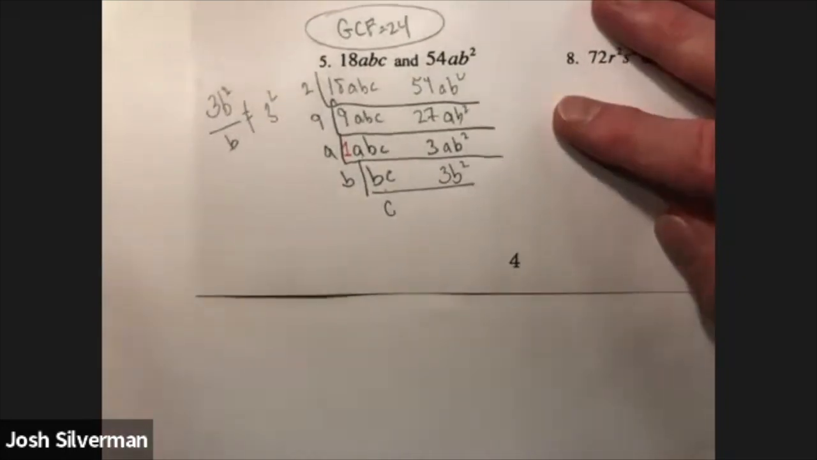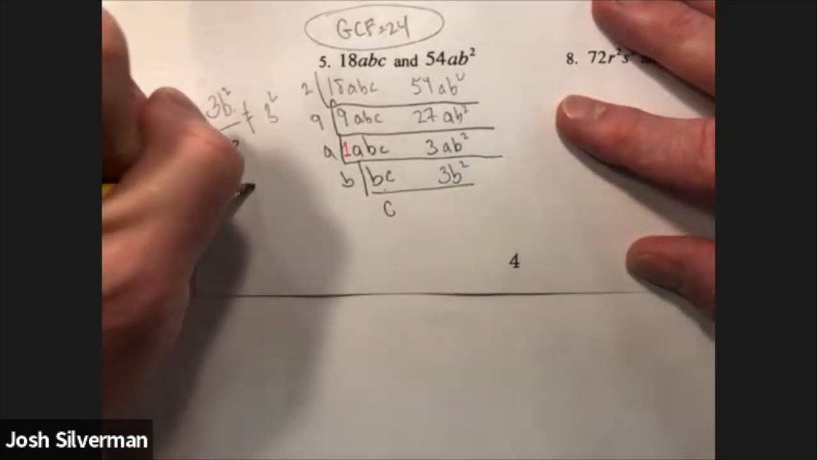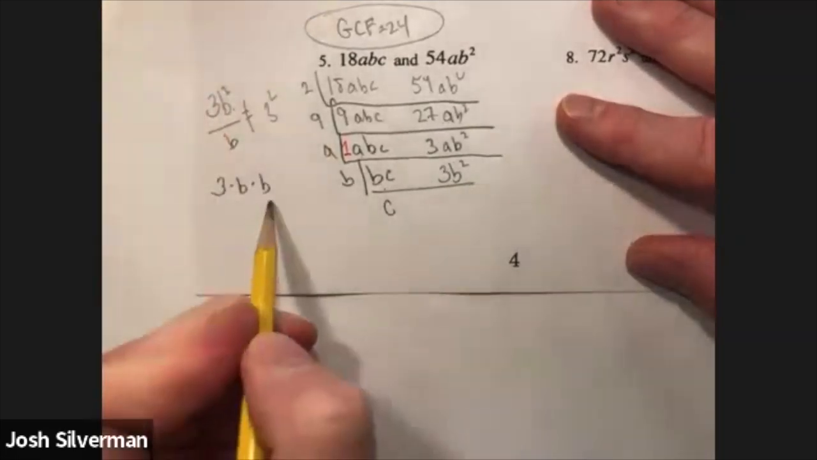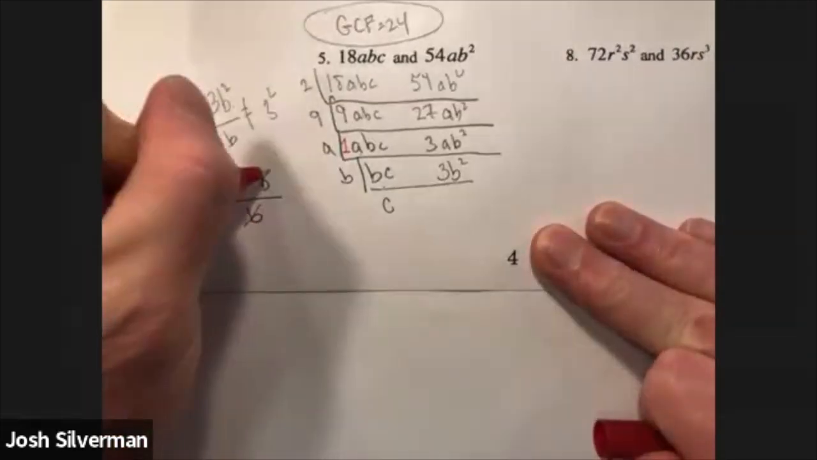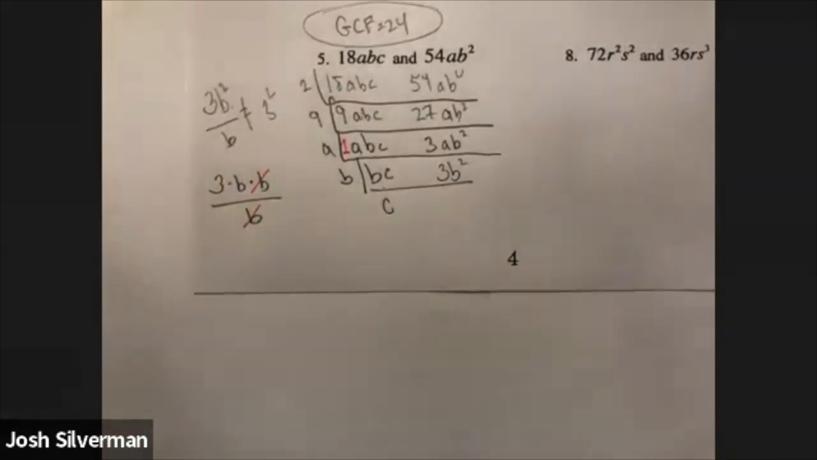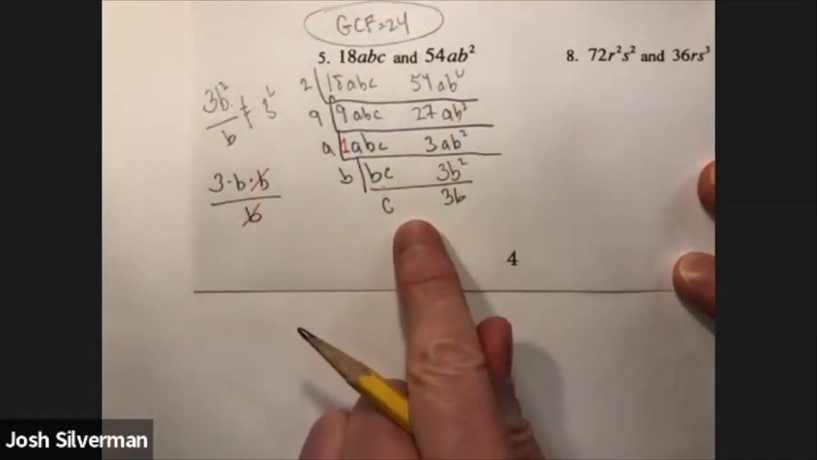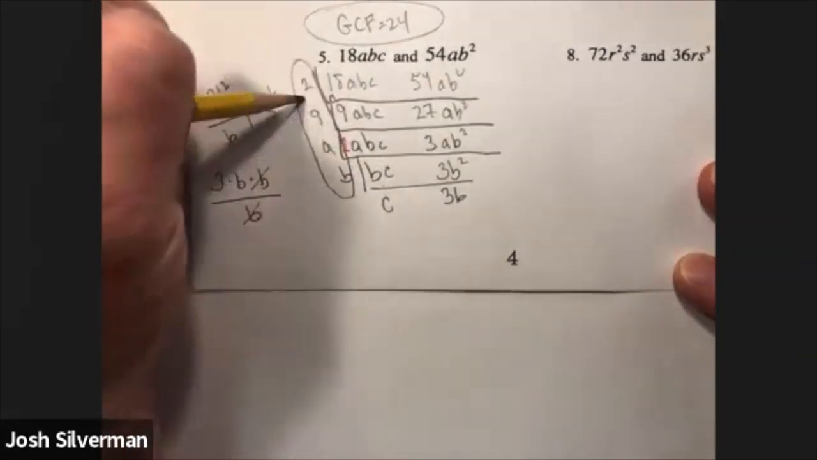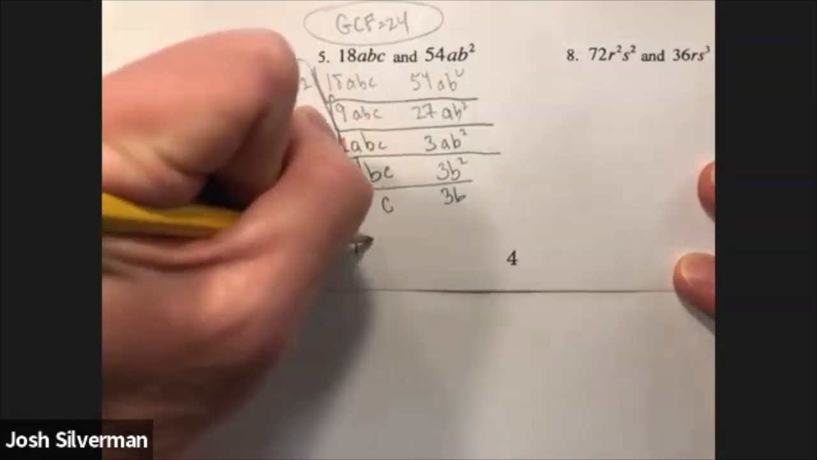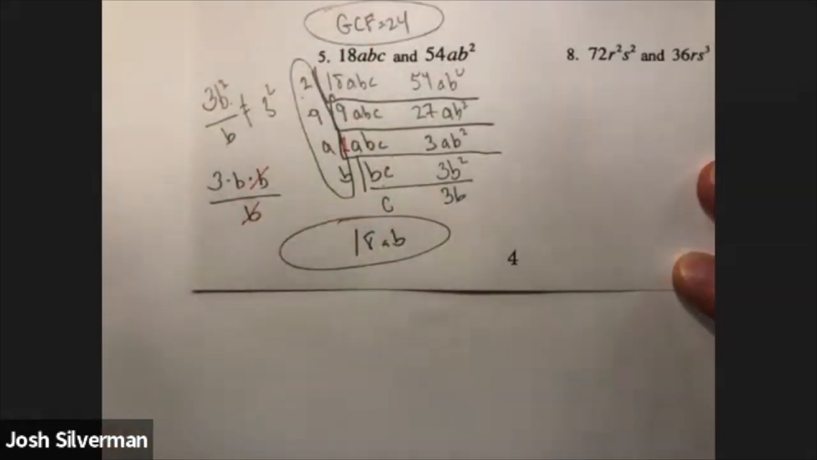It doesn't work that the letters cancel out and you leave the squared behind. Here's how I want you to picture it. 3B squared is the same as 3 times b times b. And if we're dividing that by b, these cancel out. What is left behind? 3b to the first. Now there's really nothing else that we can divide them both by. Let's multiply it all together. 2 times 9 times a times b, that's going to be 18ab. There's your GCF.